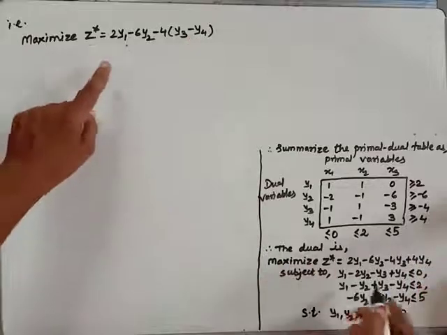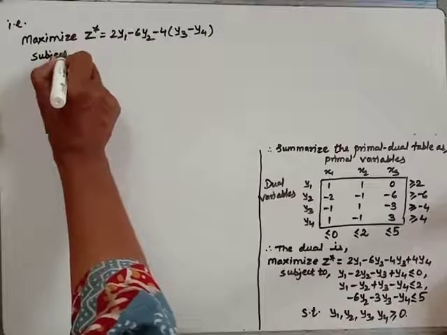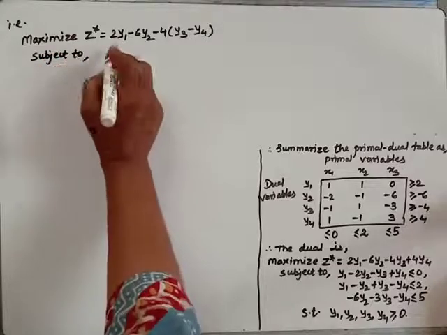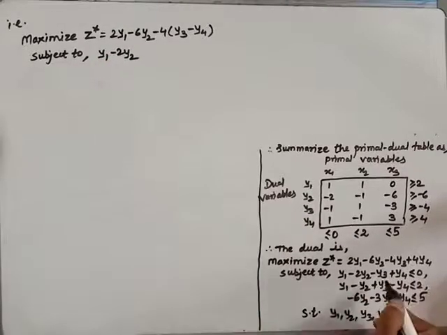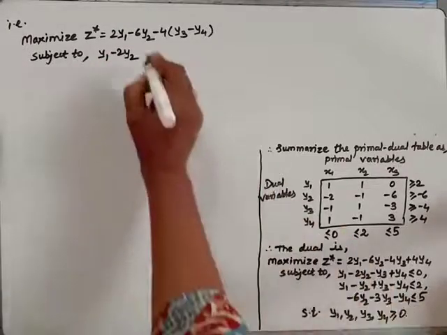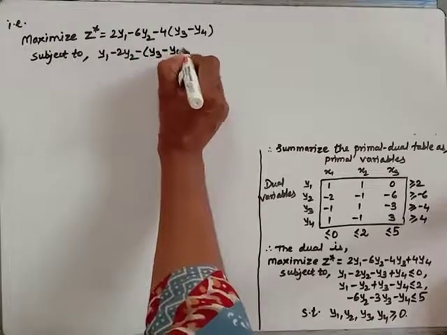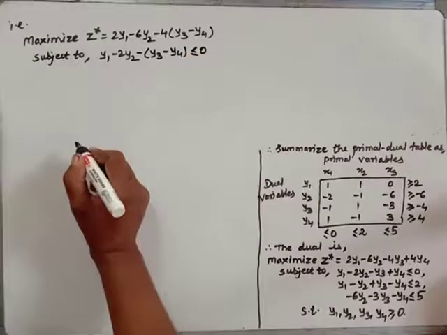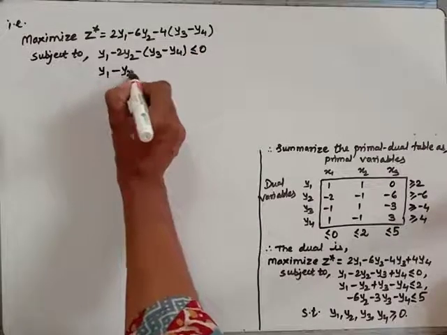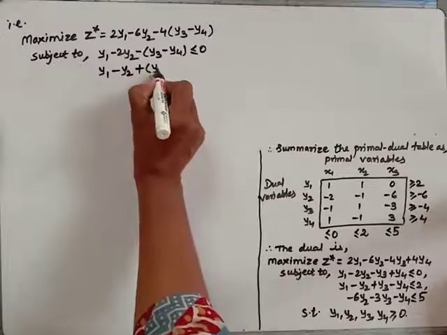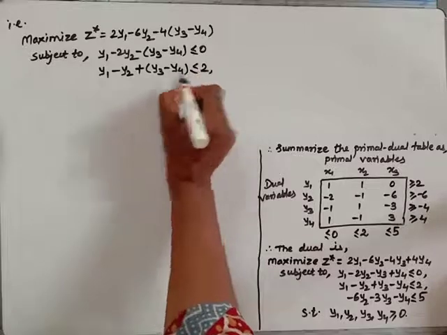Okay. Now subject to, we can write y1 minus 2y2. Again from these two we can take minus 1 common. So minus y3 minus y4 less equal 0. From the second constraint, y1 minus y2 plus y3 minus y4 less equal 2.